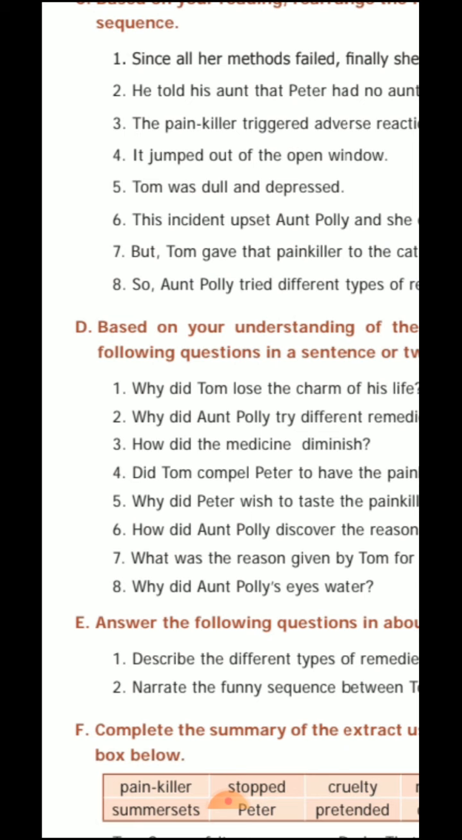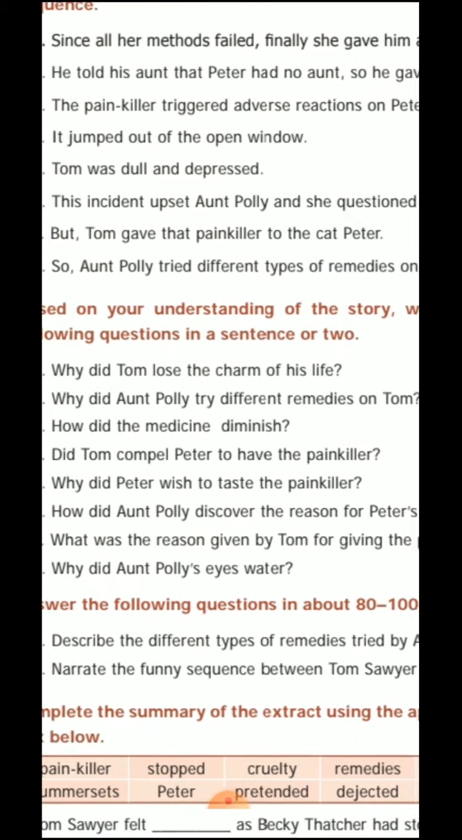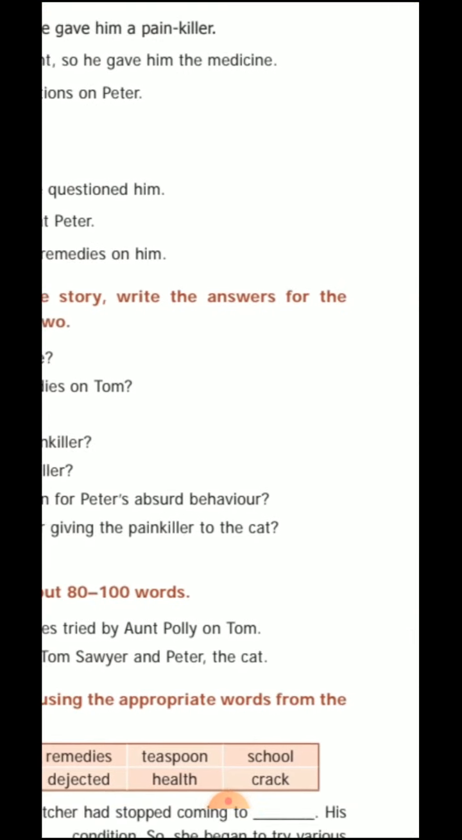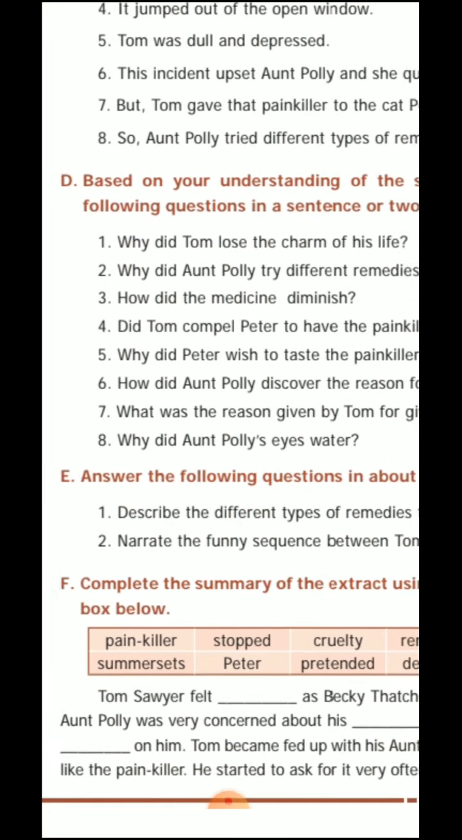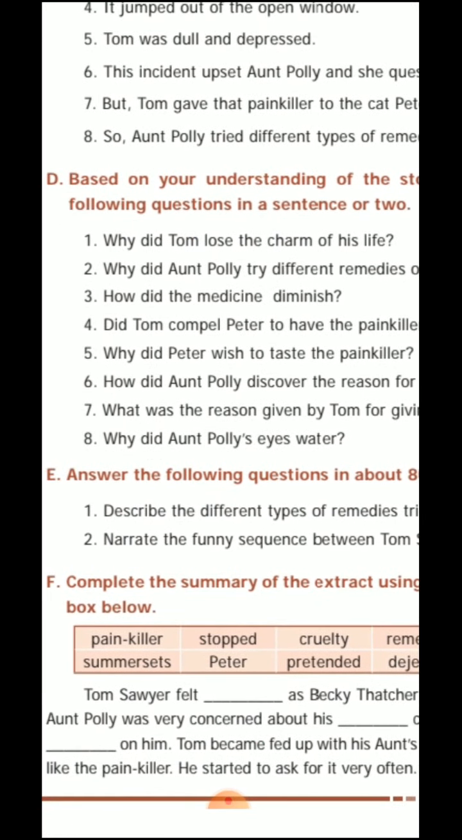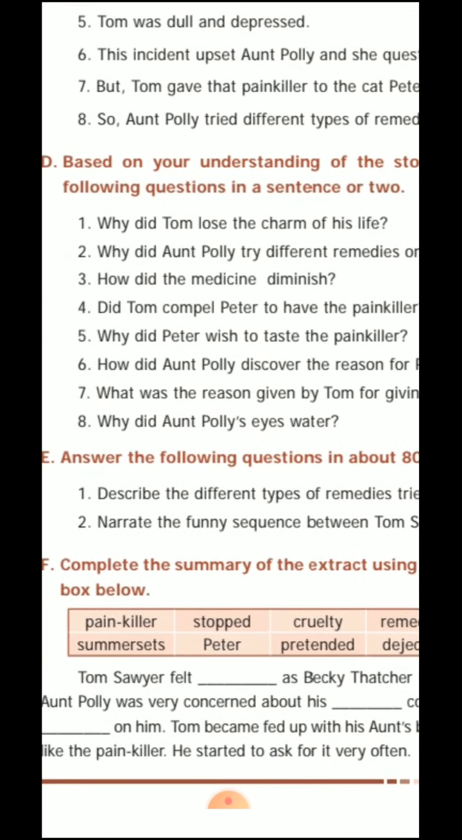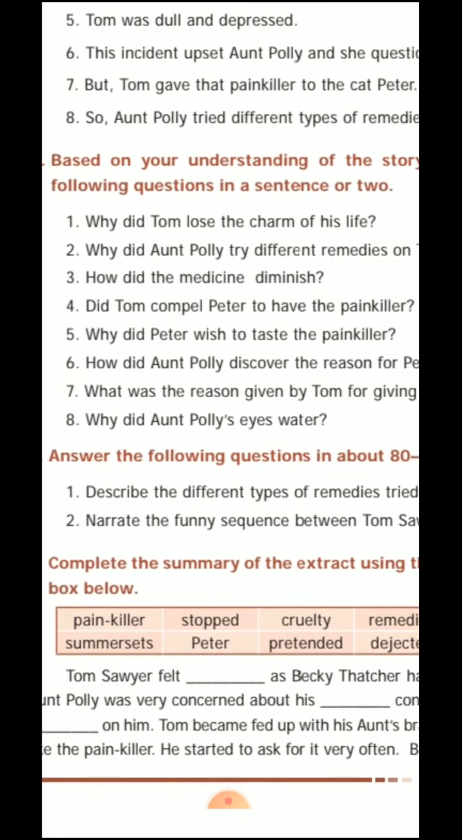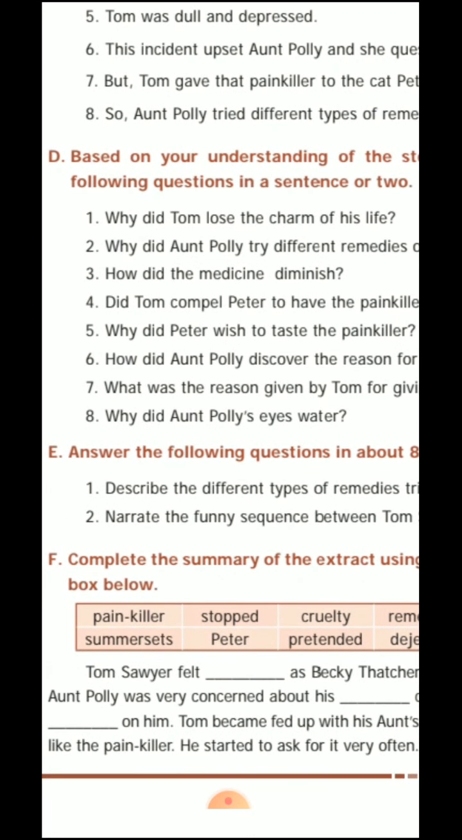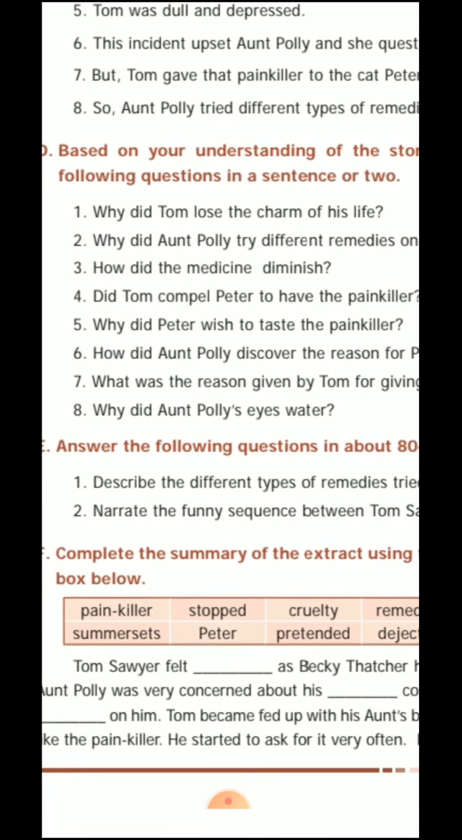See the D part. Based on your understanding of the story, write the answers for the following questions in a sentence or two. See the first question. Why did Tom lose a charm of his life? Second, why did Aunt Polly try different remedies on Tom? Third, how did the medicine diminish? Fourth, did Tom compel Peter to have the painkiller? Fifth, why did Peter wish to taste the painkiller?